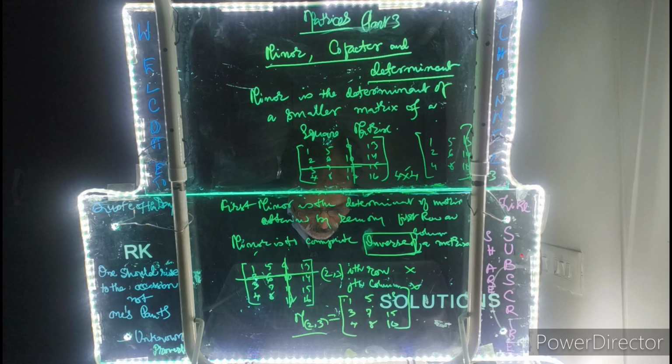And the ij cofactor is obtained by that, which is capital.